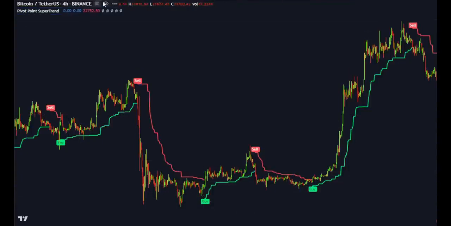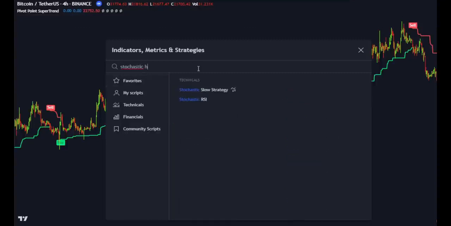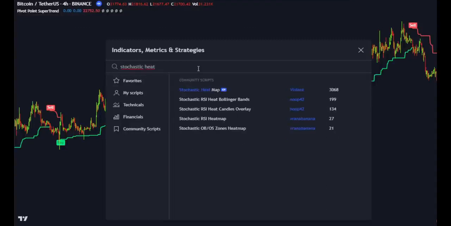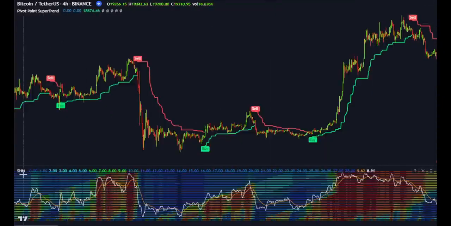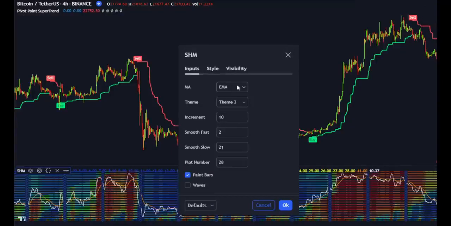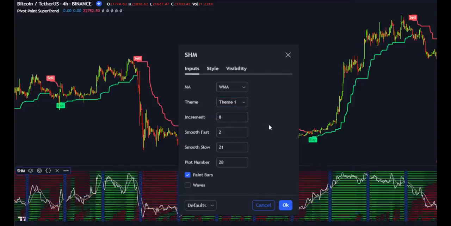Now we are going to add the indicator called stochastic heat map created by Violent. In inputs we are going to make some modifications. At moving average we are going to switch from EMA to WMA. In theme we select theme 1. In increment we change from 10 to 8. In smooth fast we change from 2 to 7.